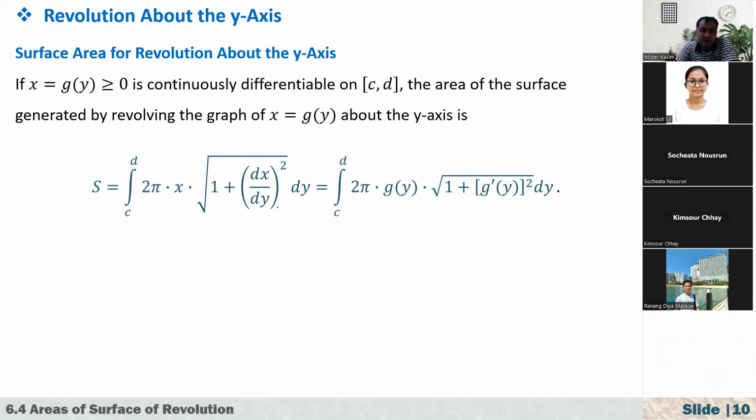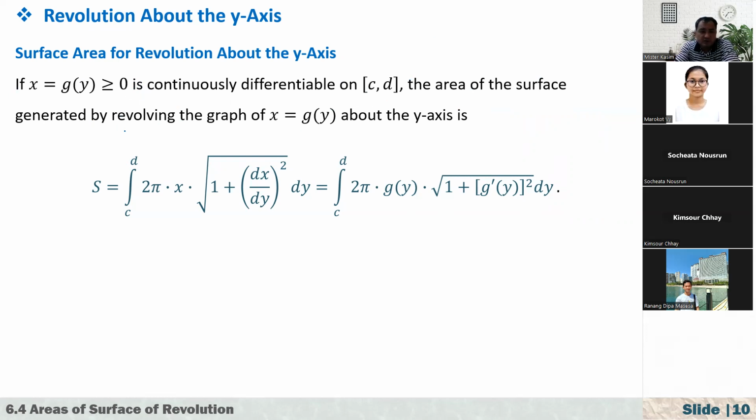Because here we have dx/dy, right? And here we have a derivative in our function in the integral. And that's why it must exist. Otherwise, if it is not continuously differentiable, at some point dx/dy does not exist, then it doesn't make sense to talk about this. We have to add some more conditions here.